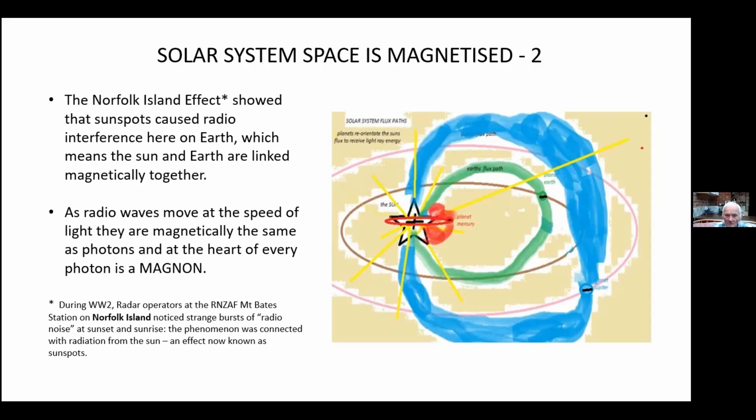During World War II, radio operators at Mount Bates Station on Norfolk Island noticed strange bursts of radio noise at sunset and sunrise. The phenomenon was connected with radiation from the sun, an effect known as sunspots.